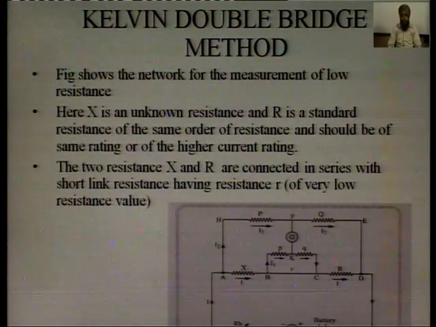Here X is the unknown resistance and R is the standard resistance of the same order of resistance, and it should be of the same rating or of a higher current rating. The two resistances X and R are connected in series with a short link having a resistance small r of very low resistance value.